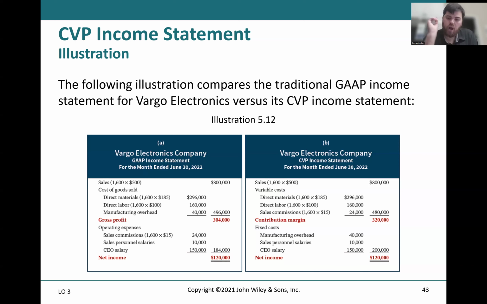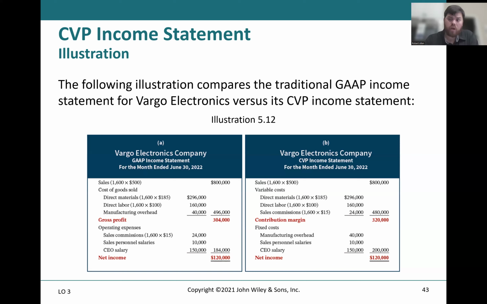And so that's what we're looking at here. You can see that on the contribution margin of the CVP income statement, Exhibit B here, we start with sales. Then our next line is variable costs. We're going to pull together all those variable costs, getting me total variable costs. Taking the difference gives me total contribution margin. Then I'm going to take my fixed costs. In this case, my manufacturing overhead, my sales salaries, my CEO salary, and that's going to give me my total fixed cost. 320 minus 200 is going to bring me down to income of 120. And so in the end, net income is the same. At the beginning, sales is the same, but everything in the middle changes.